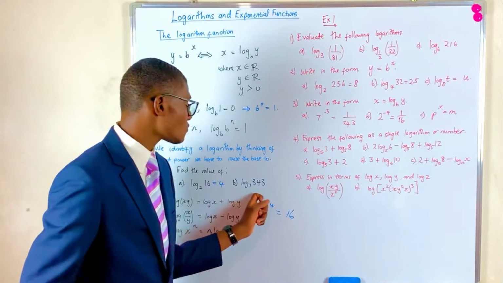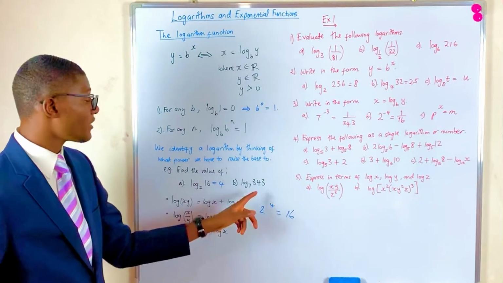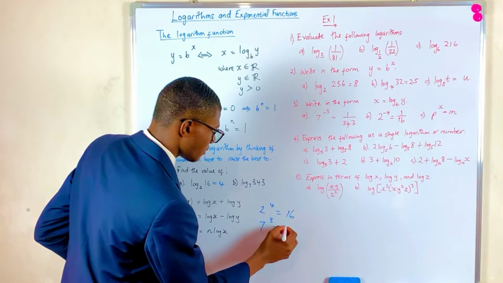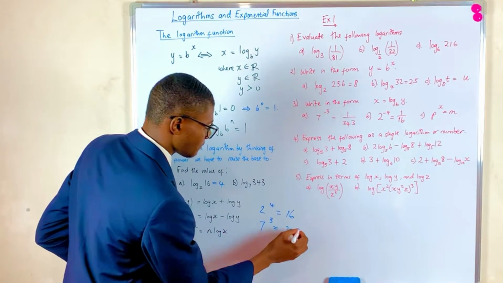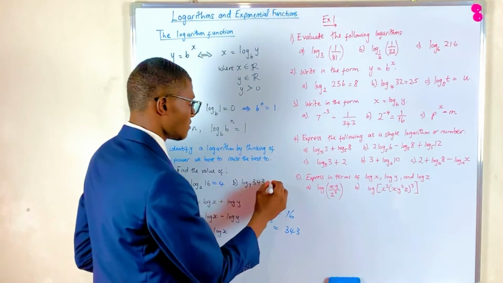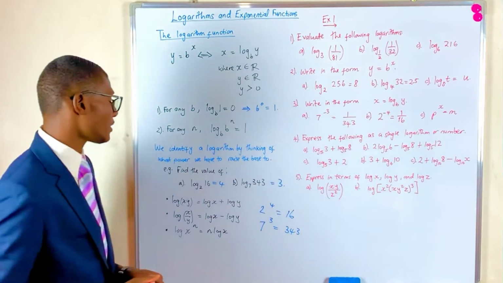Then for this one, log to base 7 of 343, we know that you can raise 7 to the power of 3 to get 343. So log to base 7 of 343 will simply be equal to 3.